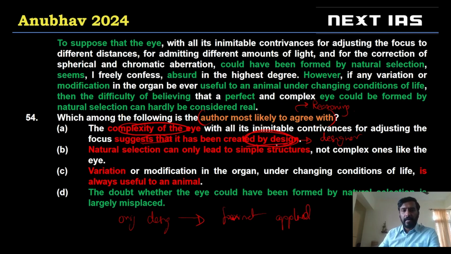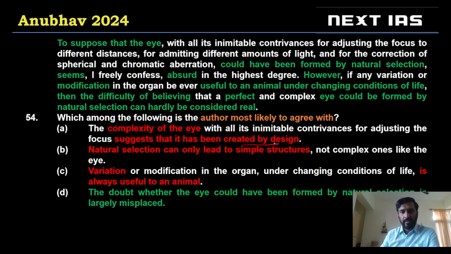So this created by design is invalid. The author will not agree with it. The author is saying कि ये naturally बना है. The eye is natural only. So this idea, difficulty of believing, can hardly be considered real because the eye has formed naturally. So created by design is incorrect.